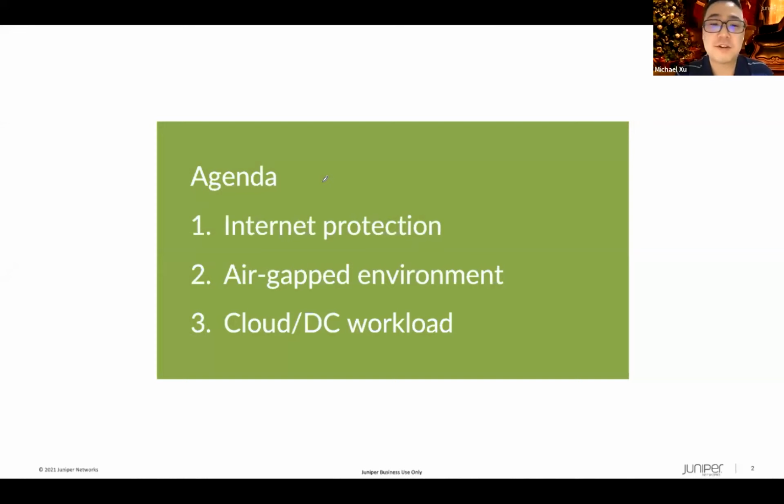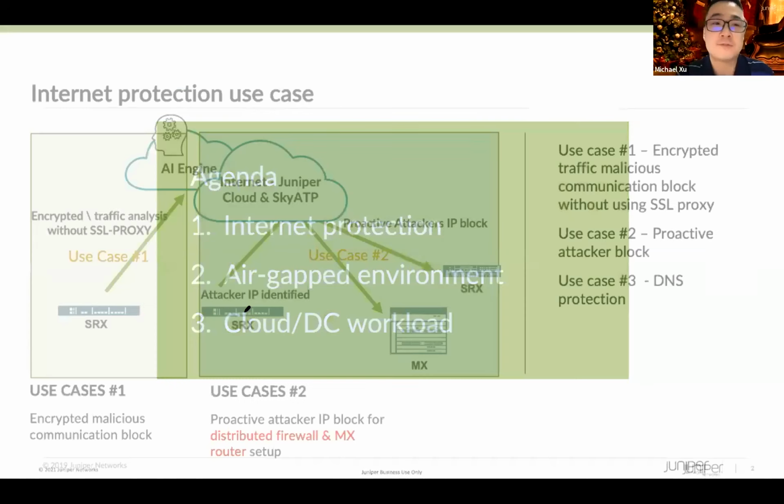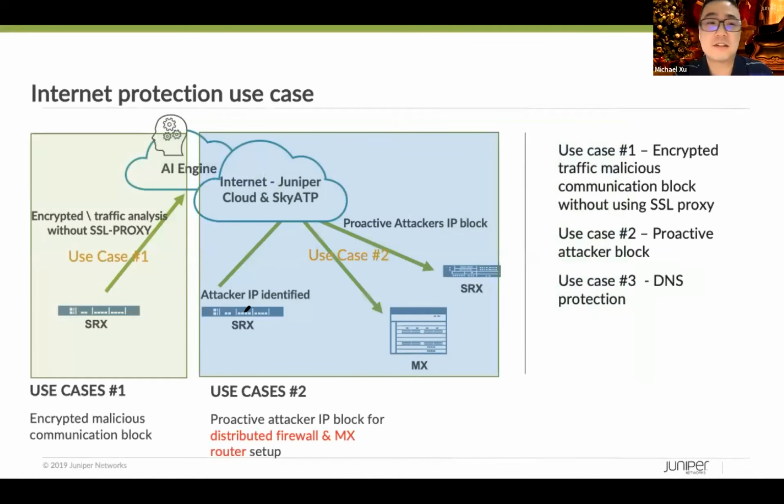Three, right? So the first one is the internet protection use cases, followed by the air gap environment. And the last one will be the cloud and DC workload related use cases.